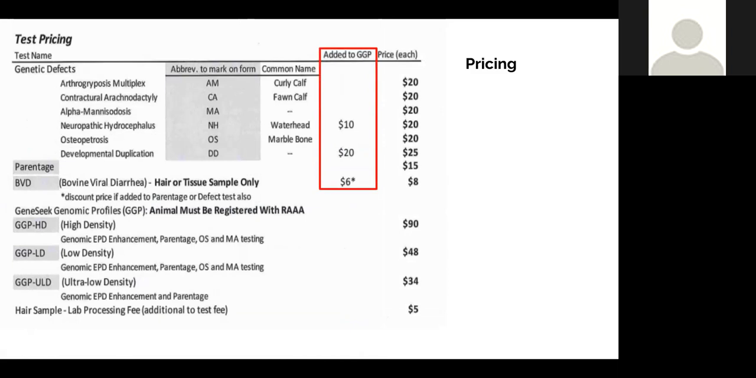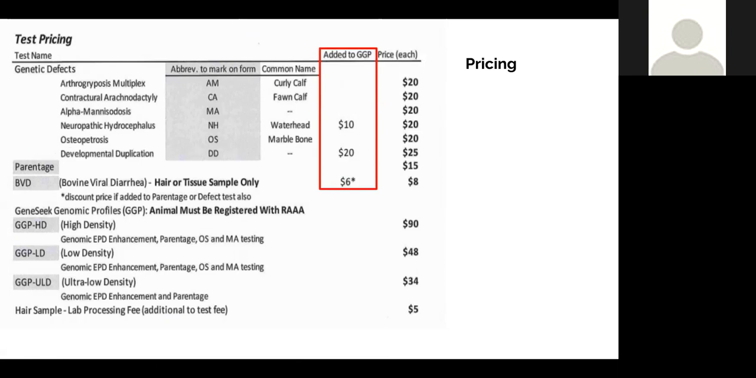So to kind of go over this a little bit more, if you wanted to test an animal, for example, for just NH and nothing else, that would be $20. Now, if you want to test that animal for a GGP, either our ULD, our LD, or our HD, and you wanted to add on NH, that would be $10. So there's a little bit of a price difference whether you add it on or if you're testing it alone for NH and then DD as well.